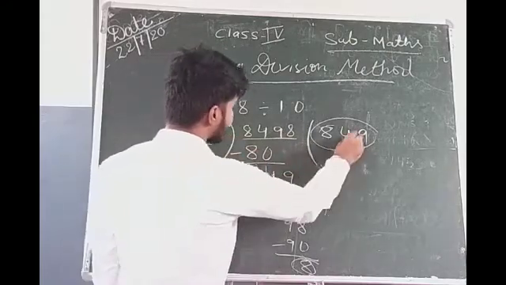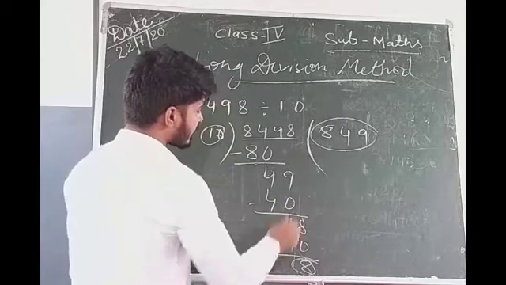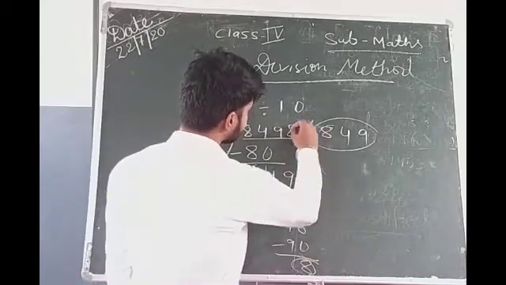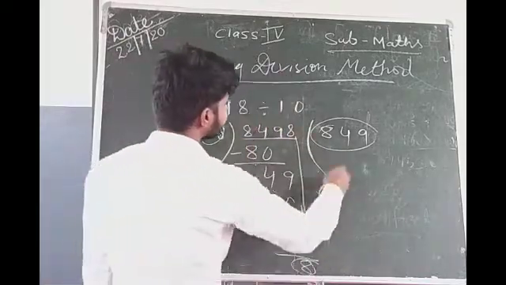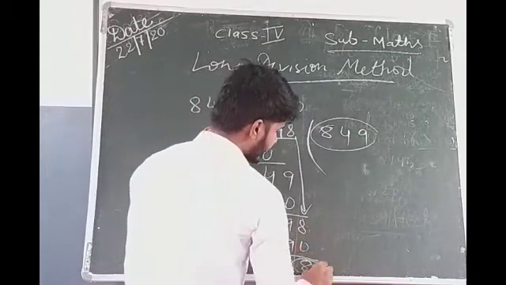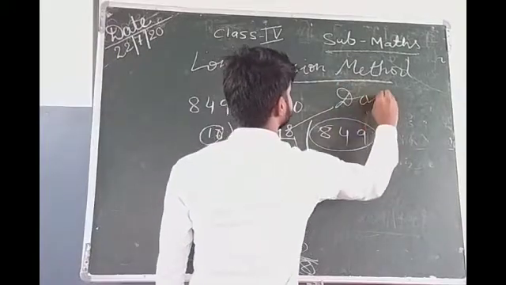Now 10 fours are 40. We will subtract it from 49, because 50 we can't subtract from 49. Again we will take down the 8 here. Now 10 nines are 90. That is 98 minus 90, which is 8.